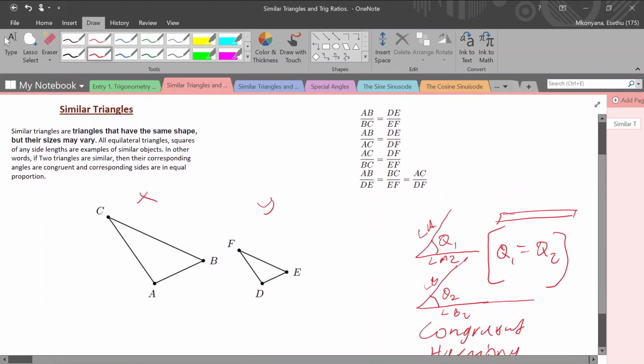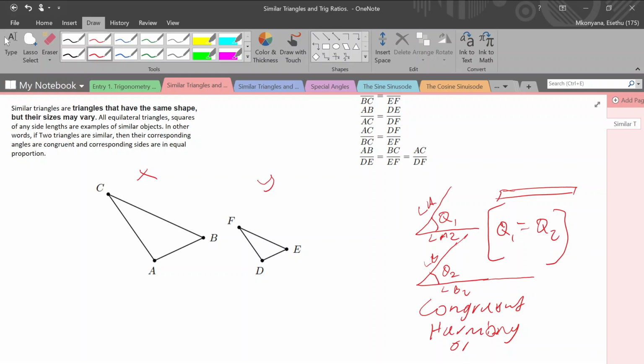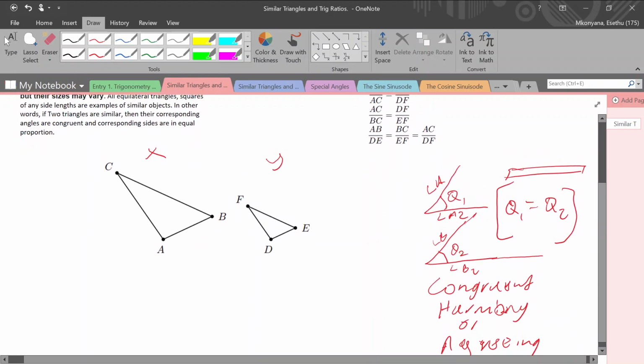So this is what we're saying also here when we talk about similar triangles. We're saying these triangles, their orientation is exactly the same, but their sizes are varying. This is a very important concept. And if you don't understand it, please write a comment below so that we can explain it even further, because this is where all our concepts going forward are going to be developed.